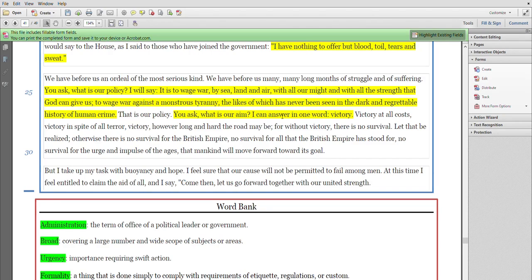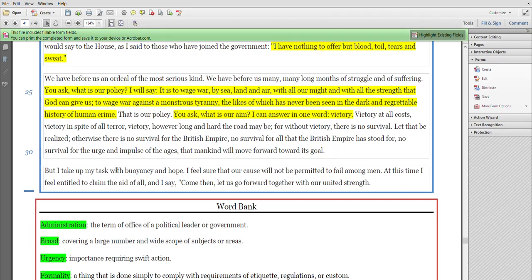That is our policy. You ask, what is our aim? I can answer in one word: victory. Victory at all costs. Victory in spite of all terror. Victory, however long and hard the road may be, for without victory there is no survival. Let that be realized. Otherwise, there is no survival for the British Empire. No survival for all that the British Empire has stood for. No survival for the urge and impulse of the ages that mankind will move forward towards its goal.